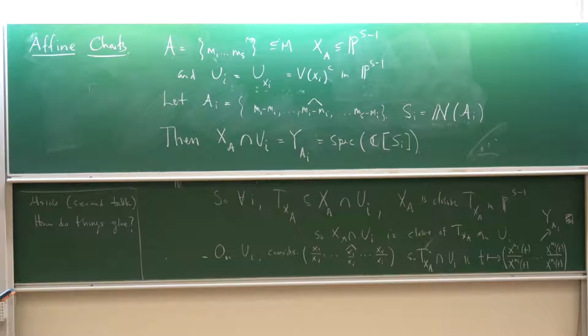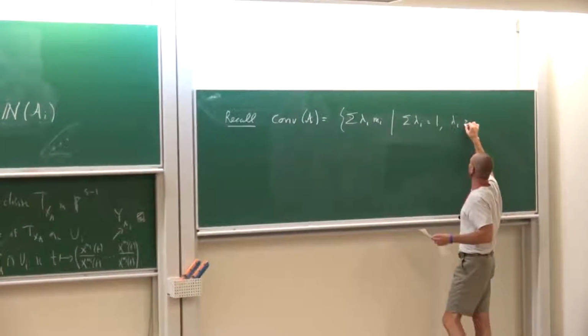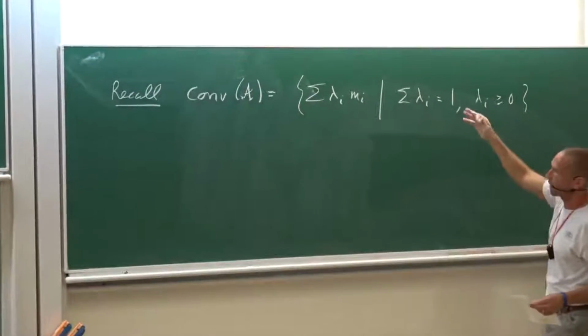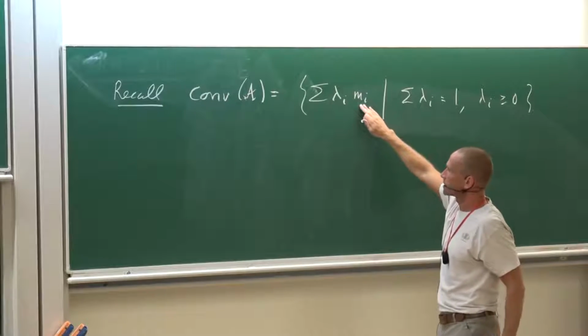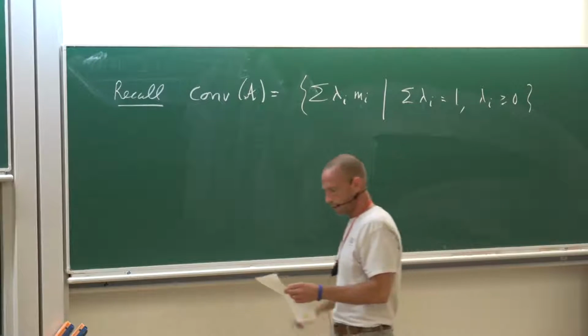Okay, so quick recollection, recall the convex hull of A is just the set of summation lambda I, mi, summation lambda I, 1, lambda I. So this is the set of all convex combinations of my lattice points mi.